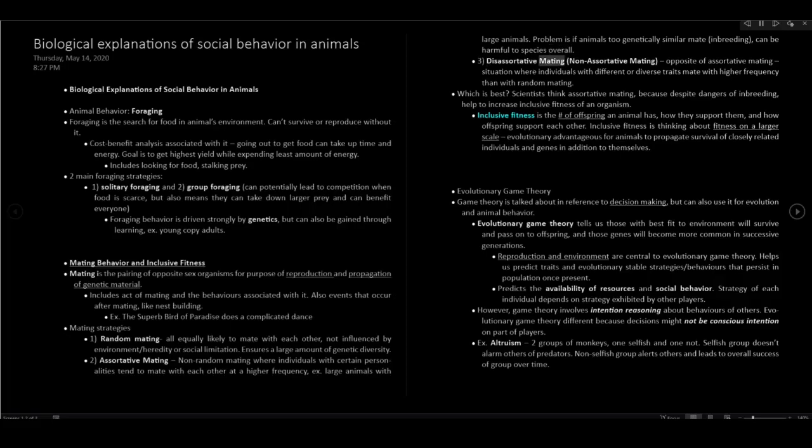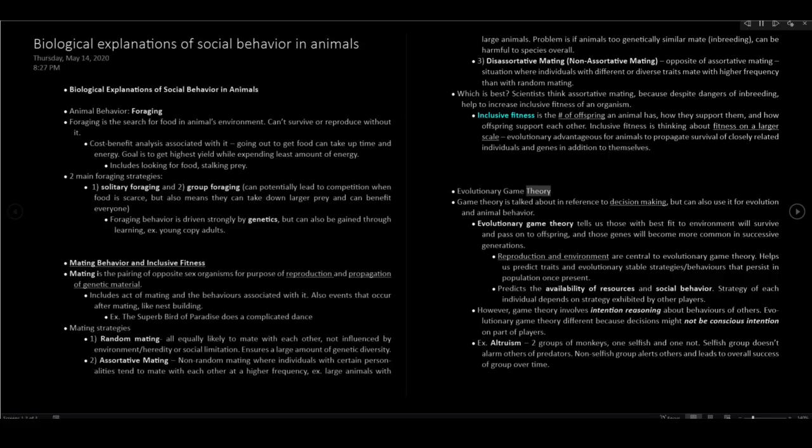3. Disassortative mating, the opposite of assortative mating, is a situation where individuals with different or diverse traits mate with higher frequency than with random mating. Which is best? Scientists think assortative mating, because despite the dangers of inbreeding, it helps to increase the inclusive fitness of an organism. Inclusive fitness is the number of offspring an animal has, how they support them, and how offspring support each other. It is thinking about fitness on a larger scale: it is evolutionarily advantageous for animals to propagate the survival of closely related individuals and genes in addition to themselves.